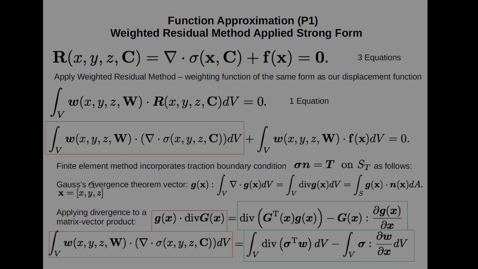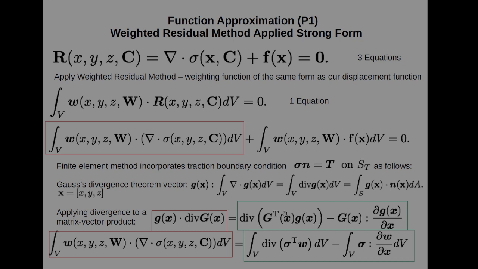Cool. Bottom line, now let's see what we can do with manipulating this. First off, if I just look at divergence applied to a matrix-vector product, I can say it's the divergence of G times g of x plus the divergence of small g times big G.